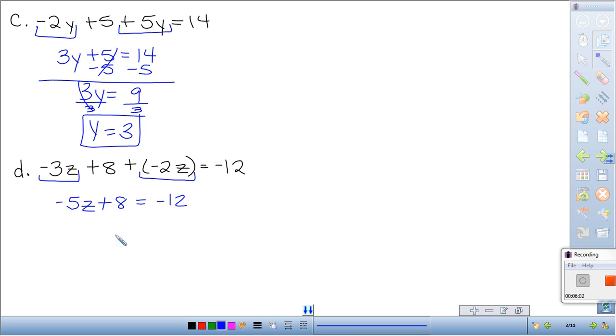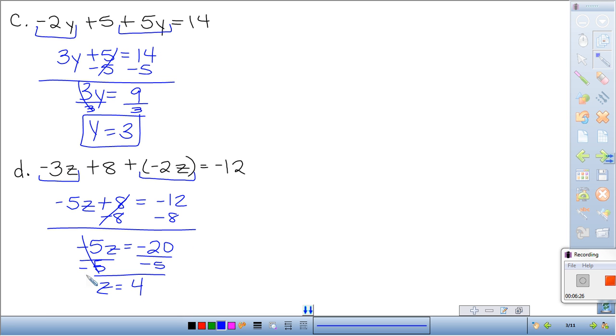The opposite of adding 8 is to subtract 8 from both sides. That cancels. Bring down your negative 5z. Bring down your equal sign. Negative 12 minus 8 is negative 20. The opposite of negative 5 times z is to divide both sides by negative 5. So z equals negative divided by negative is a positive. 20 divided by 5 is 4. z equals 4.